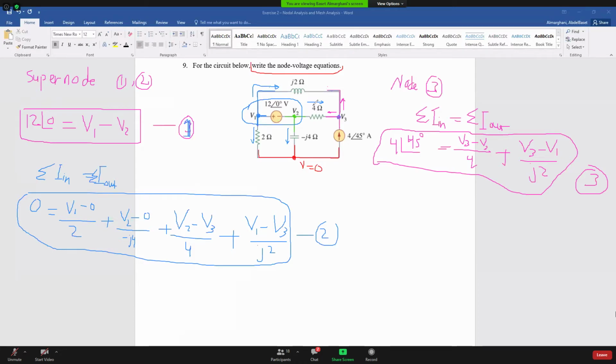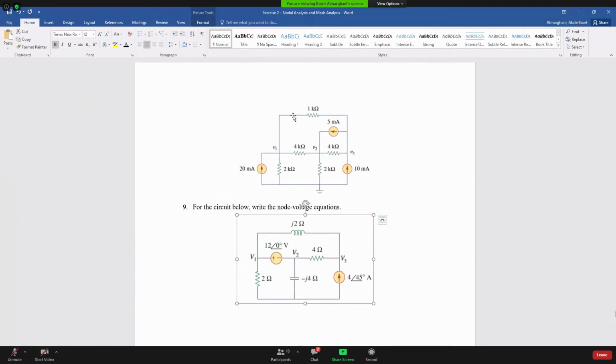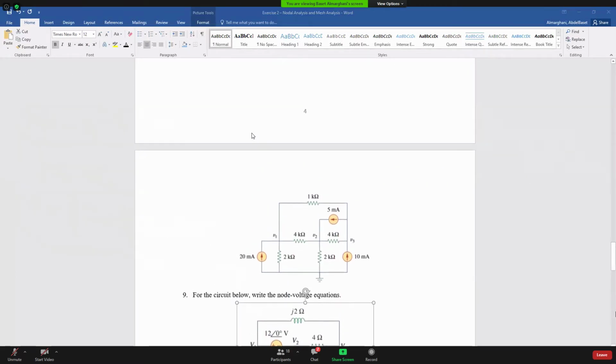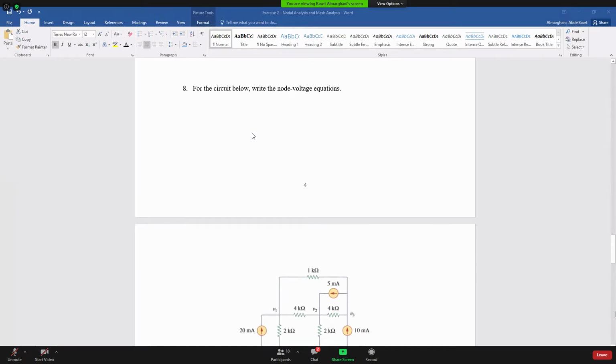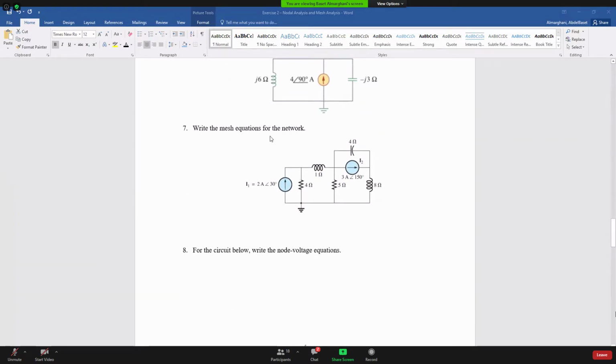Okay, we're gonna do 2 more, hopefully. Okay, look at this question. Use the node again, and this is the mesh. So we're gonna do those ones. So I'm gonna do the mesh now here.